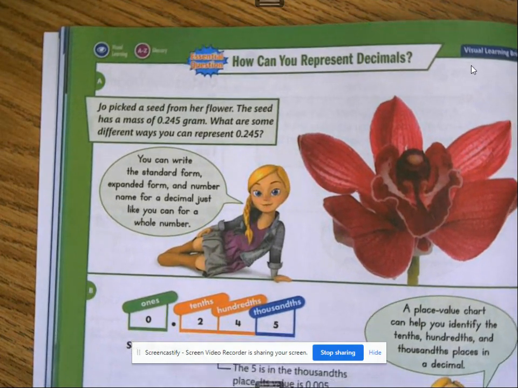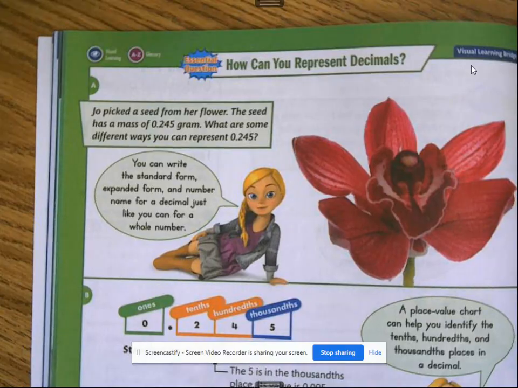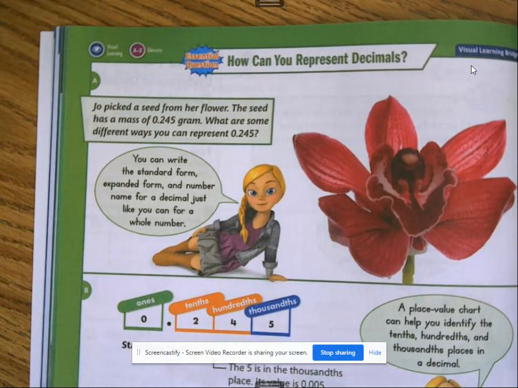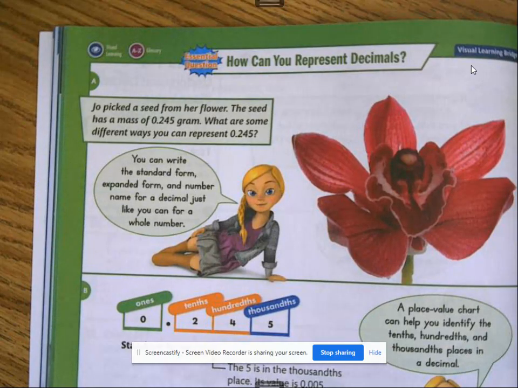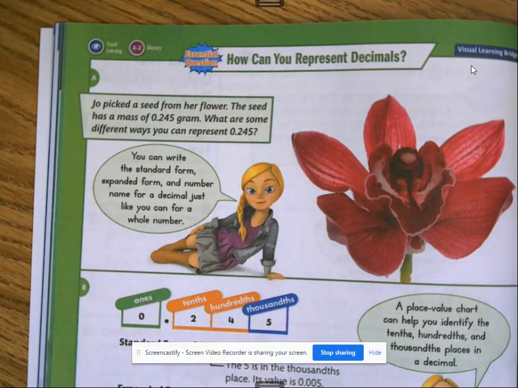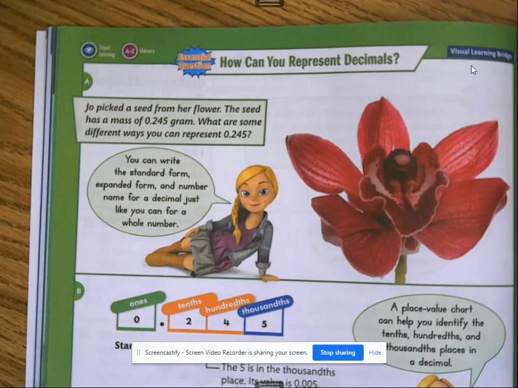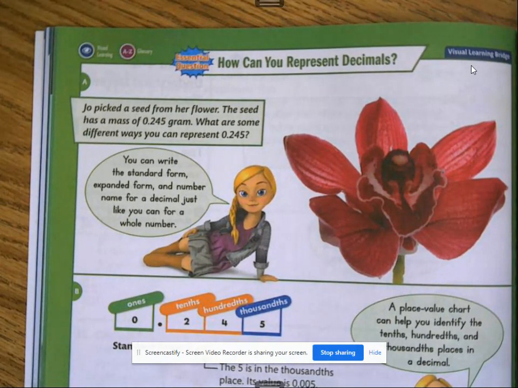We are on page 18 today, and today we're going to work with decimals, and we want to know how can we represent decimals. So when we talk about representing decimals, we're talking about different ways that we can show a decimal's value. So let's start with the solve and share on page 18.